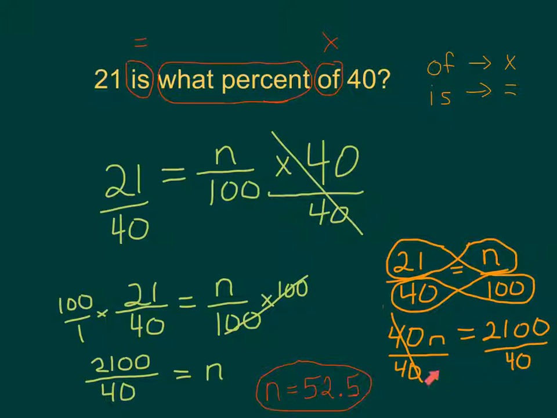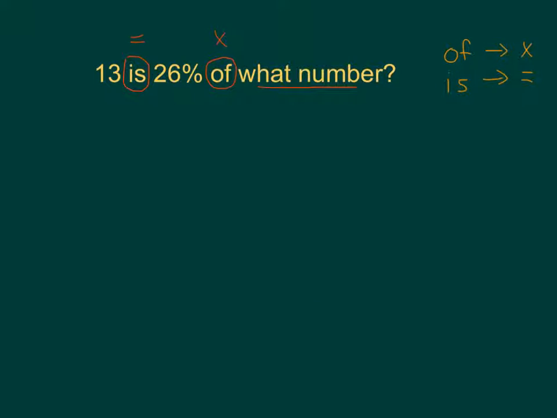And you notice over here to the right, if I did the butterfly method, I ended up getting the same problem that I'd have to solve, 2100 divided by 40. And if I do that, I get 52.5, or 52 and 5/10. All right, we're going to do one more here. We have 13 is 26% of what number?